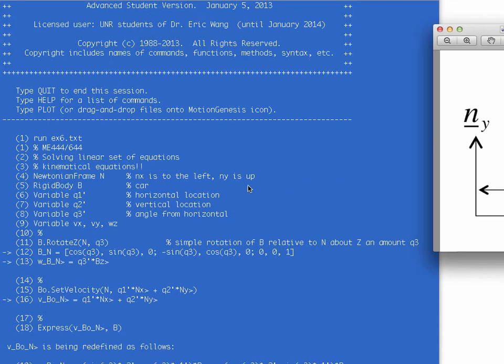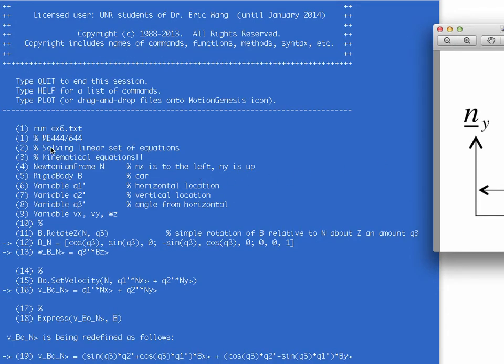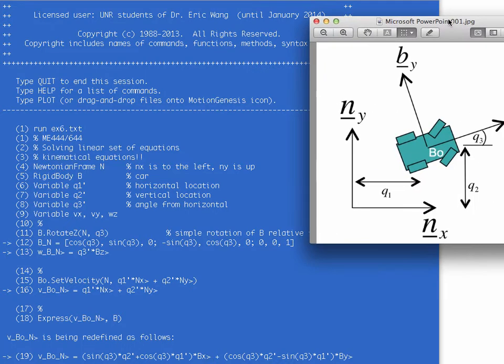All right, so I've got a script file I've run already. And so I'm just solving a set of linear equations that are actually going to be the kinematic equations. So I've got Newtonian frame N. That's my nx, ny, and nz. I've got the rigid body B, which is the car, and I've got variables q1, q2, q3, and I put the primes on there. So it's got q1, q1 dot, q2, q2 dot, q3, q3 dot. And then I'm going to say vx, vy, and wz.